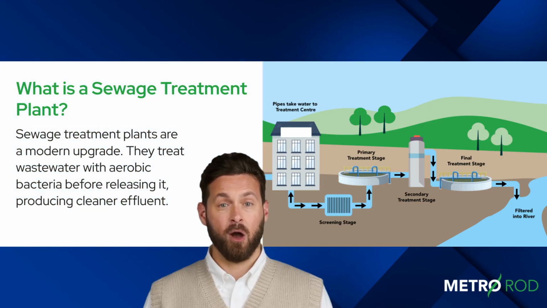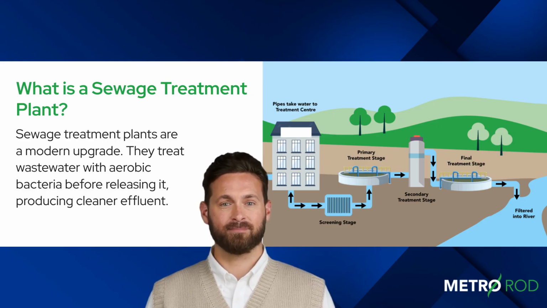Sewage treatment plants are a modern upgrade to septic tanks. They are designed to treat wastewater with aerobic bacteria before releasing the treated water. This process produces clean effluent to at least Environment Agency standards, reducing environmental impact to almost nil. However, many treatment plants require a small electrical supply and require greater maintenance than septic tanks.